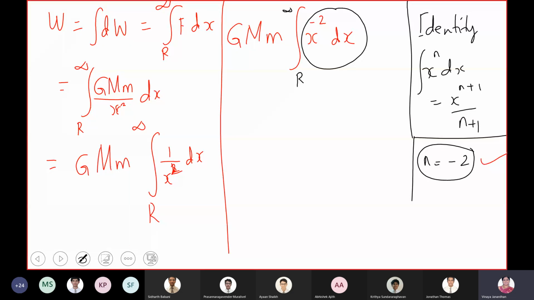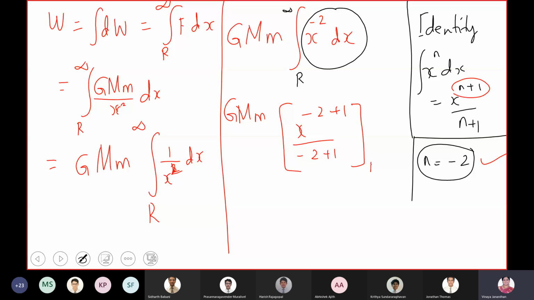So it's x raised to minus 2 plus 1 by minus 2 plus 1, and this becomes Gmm. Now if I solve this integral, n is minus 2, so minus 2 plus 1 by minus 2 plus 1. Still I have the limits. Correct? So now what will I get? GMM by x to the power of minus 1 over minus 1.